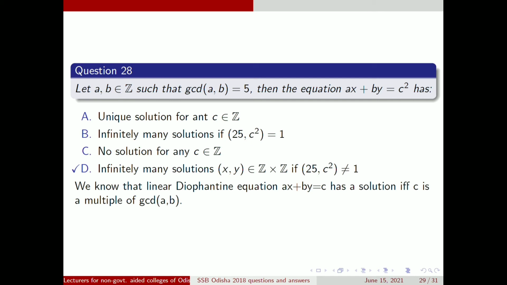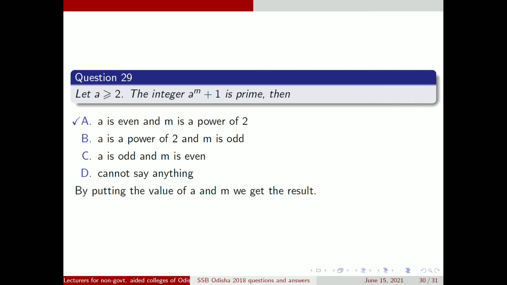Now question 29. It says that a is greater than or equal to 2 and the integer a to the power m plus 1 is a prime. Then which of the following options are correct? That is, option A is correct. That is, a is even and m is a power of 2 is correct, because let us take a equal to 2 and m equal to 2. That means 2 square plus 1 is equal to 4 plus 1 is equal to 5, and 5 is a prime. So by simply putting in the values of a and m, we get the result.